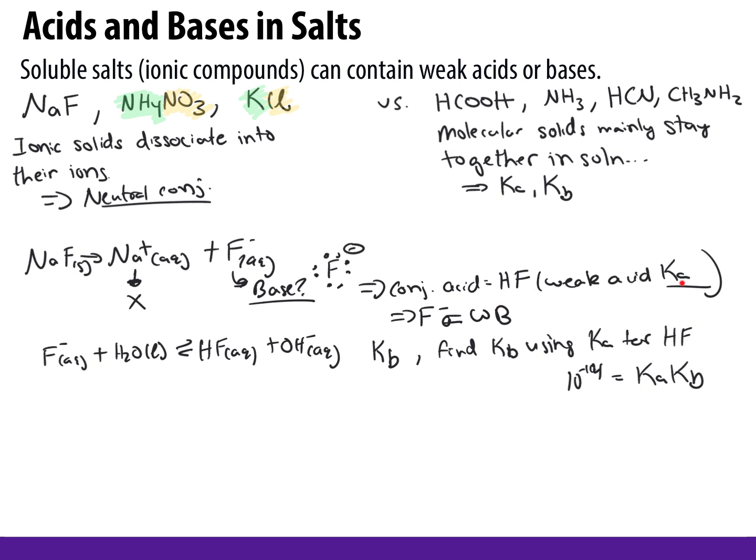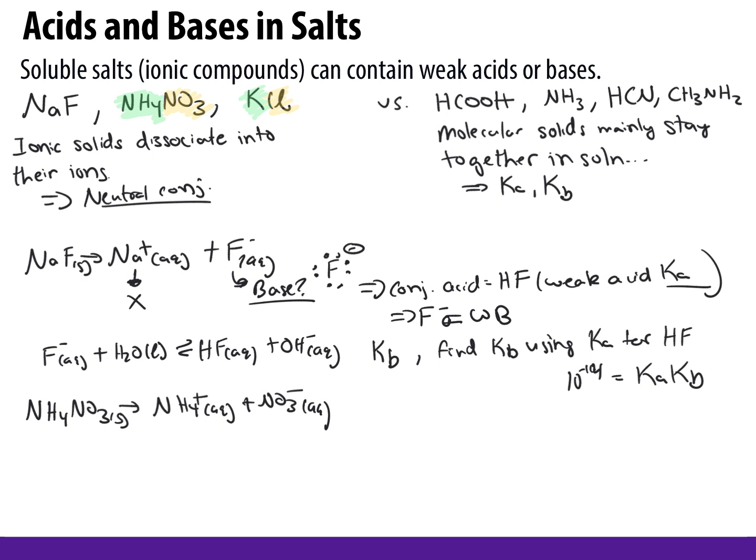Looking up HF in the data table to verify that it's a weak acid. The conjugate of a weak acid is a weak base. And then this problem is the exact same way we'd solve any other weak base: figure out its concentration, solve for X, ice table. The new part of it is just making sure you can do this analysis properly.